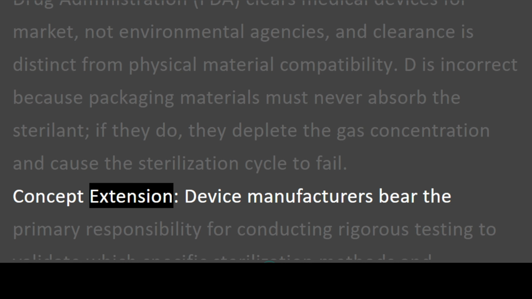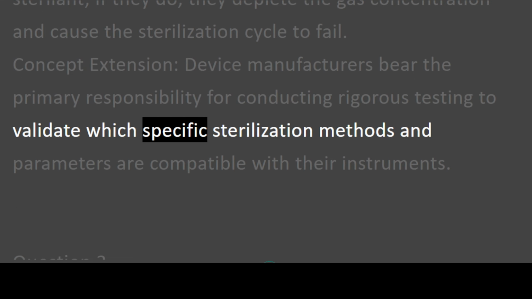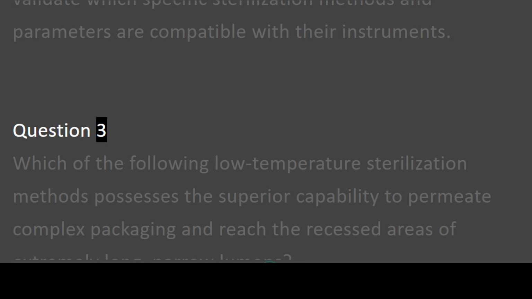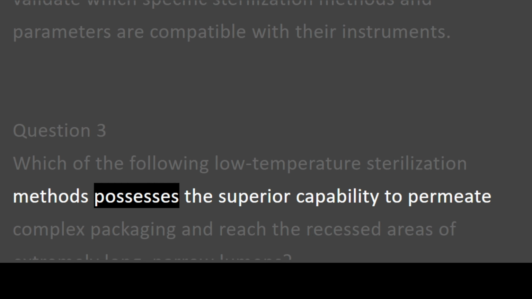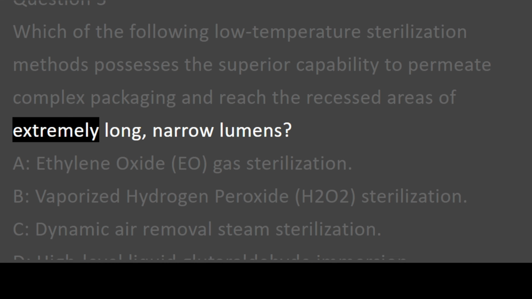Concept extension. Device manufacturers bear the primary responsibility for conducting rigorous testing to validate which specific sterilization methods and parameters are compatible with their instruments. Question 3. Which of the following low-temperature sterilization methods possesses the superior capability to permeate complex packaging and reach the recessed areas of extremely long, narrow lumens?